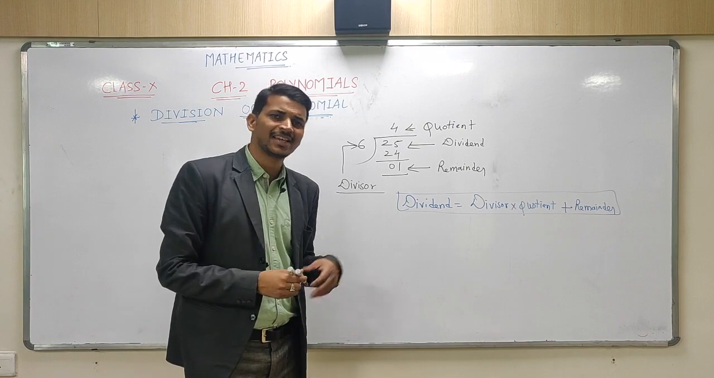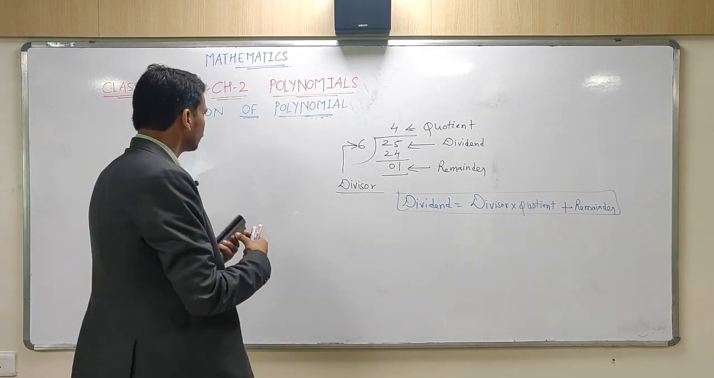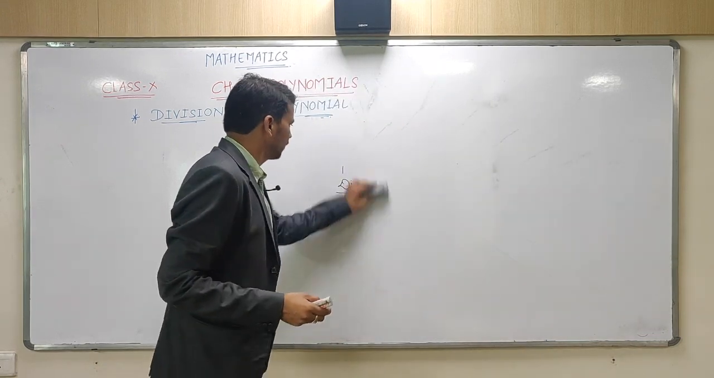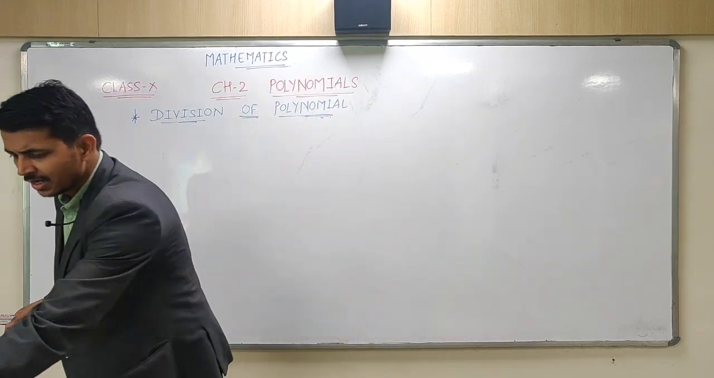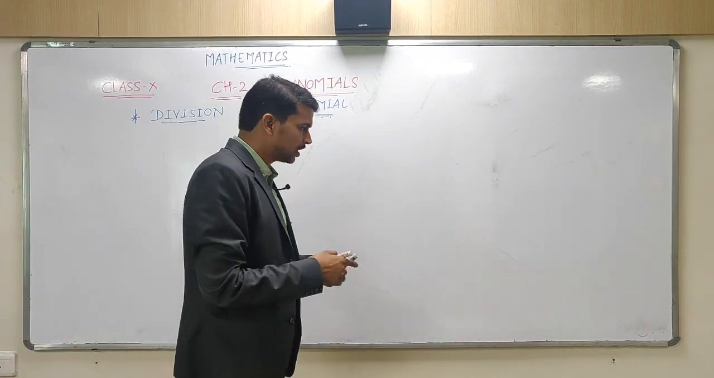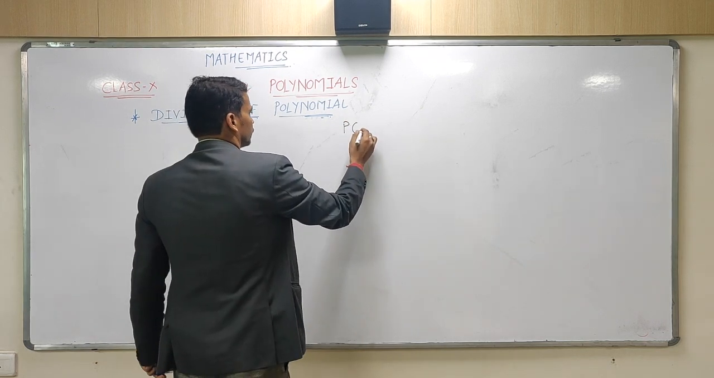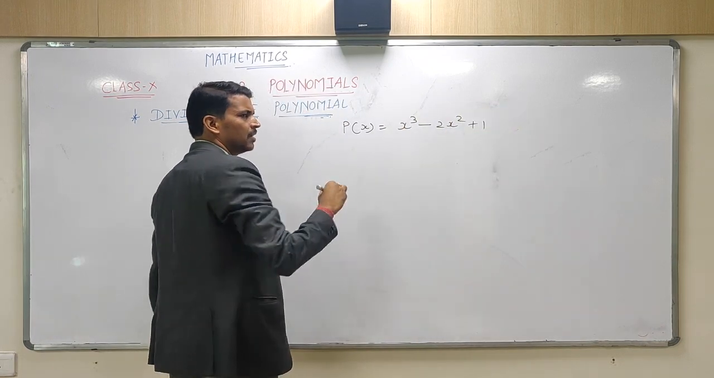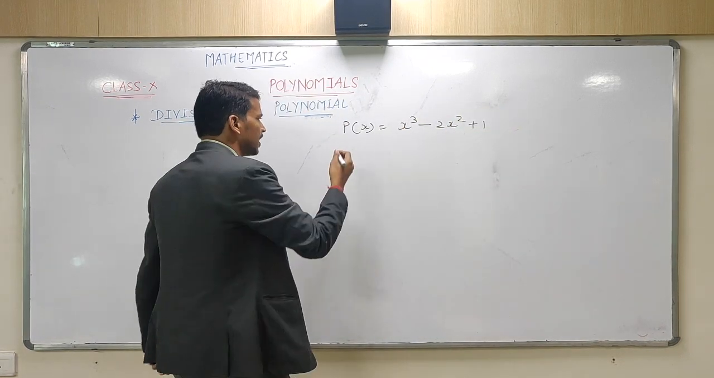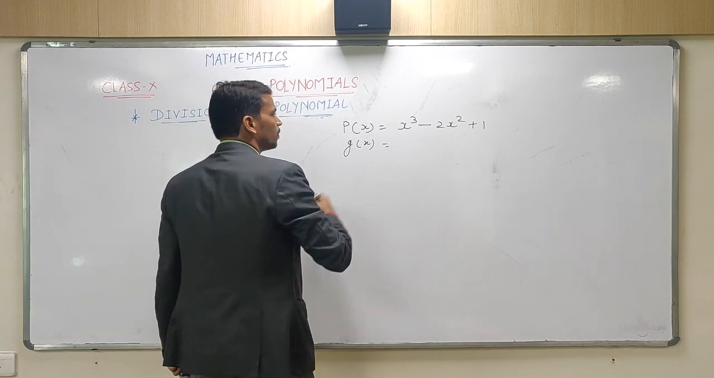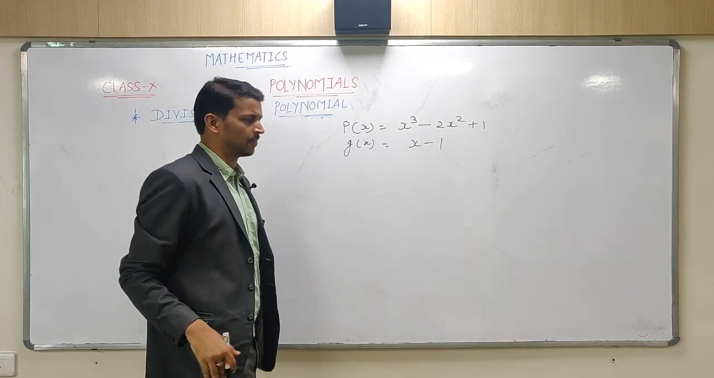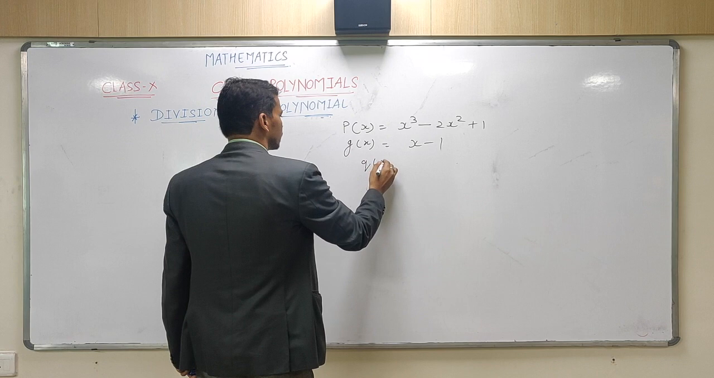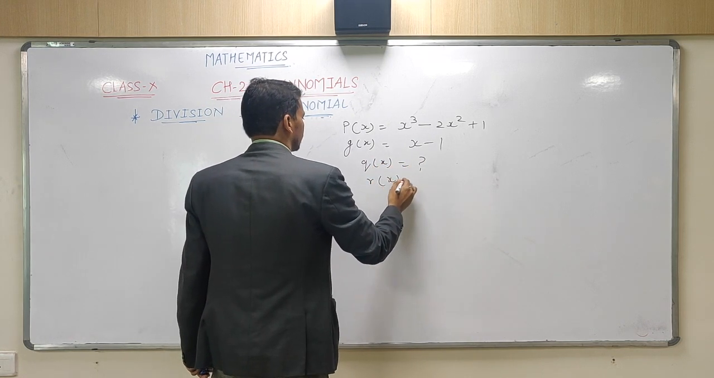Now let me take another example based on polynomials. In case of division of polynomials, the dividend is denoted by p(x). So let me take p(x) equal to x cube minus 2x square plus 1, one of the simplest examples. Generally we take the divisor g(x) equal to x minus 1, a simple example. And the question asked is to find the quotient, that is q(x), and the remainder, that is r(x).